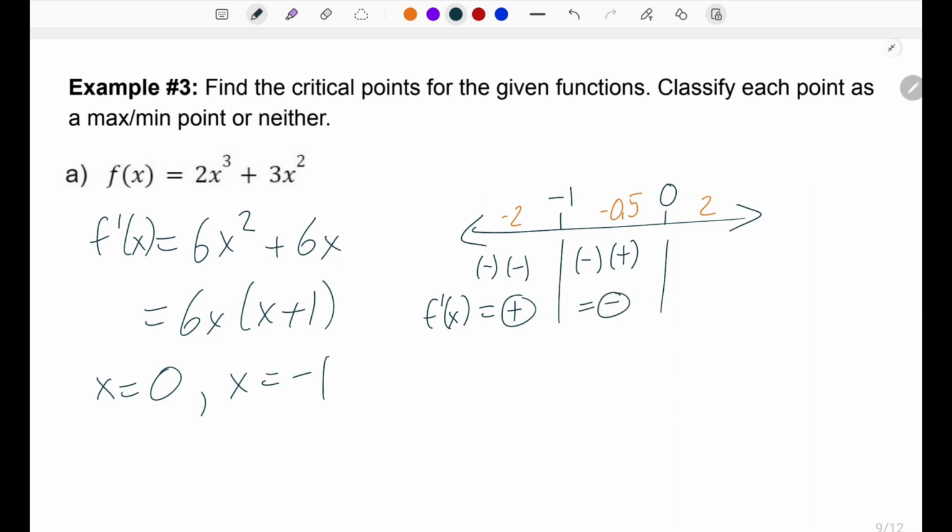And lastly, some big number, let's say 2. You'll have 6 times 2 is positive. 2 plus 1 is positive. So it becomes positive. All right, so we've got critical points.